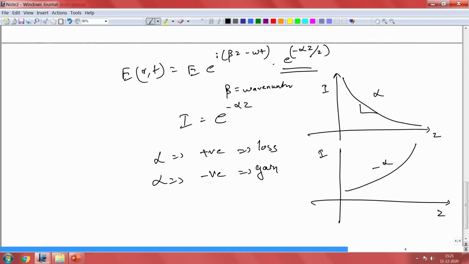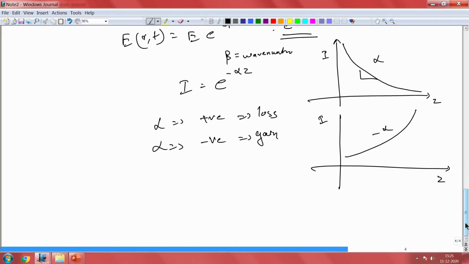So, when you are going through a gain medium, the intensity of light is going to increase exponentially as you move along the propagation direction. But when you have a lossy medium, your light is going to lose energy as you move along. So, just to give you a little bit more of an example.